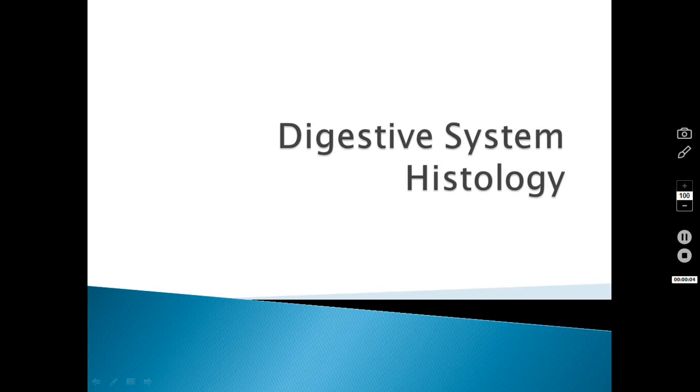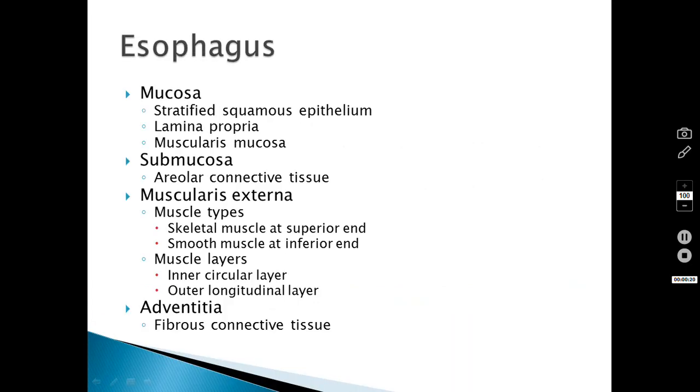I want to briefly go over some of the histology of the digestive system, since I think that is what most students struggle with in this particular chapter in their lab manual. So the first thing, of course, we're going to look at is the esophagus.